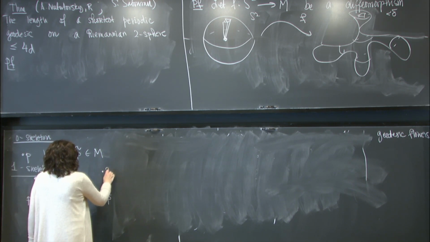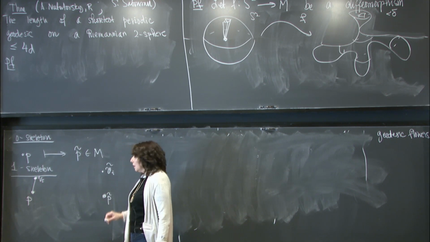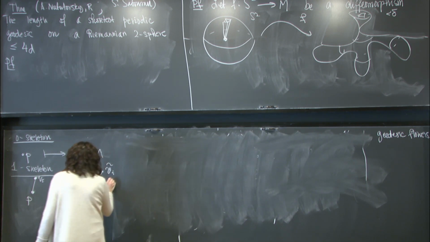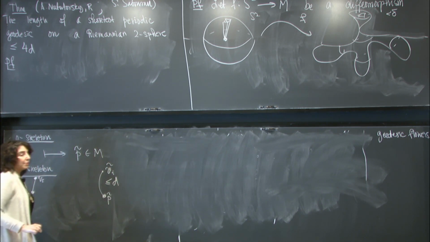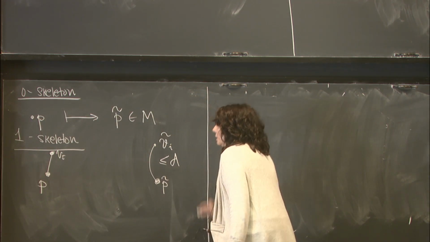And here I have now P tilde and Vi tilde. That's where the boundary of this one simplex goes. I'm going to connect this by a minimizing geodesic. It's bounded by, of course, the diameter. And so now I'm going to go to the two skeleton.